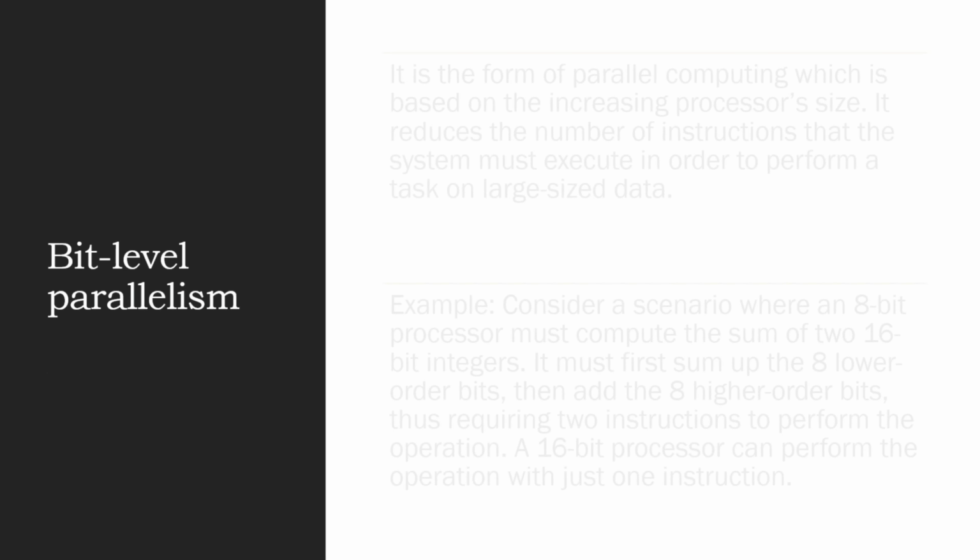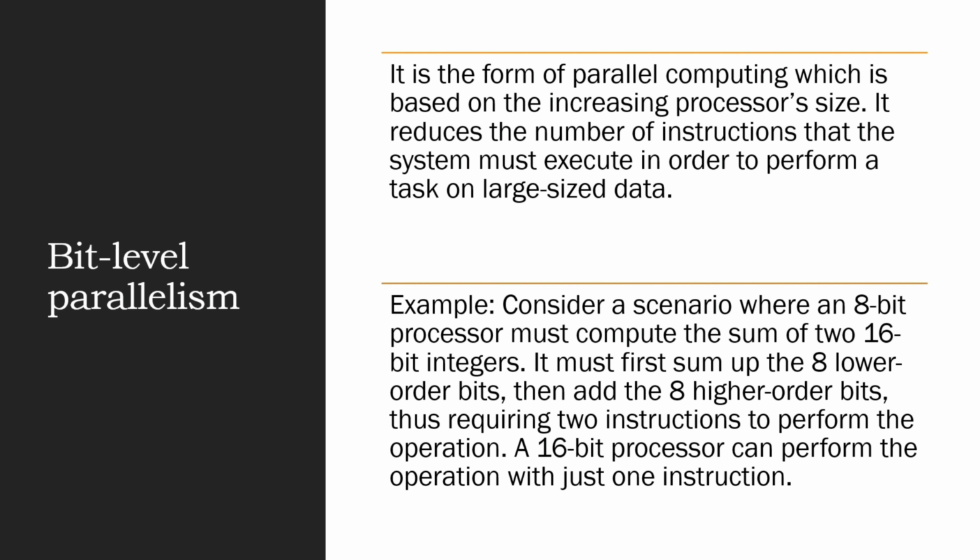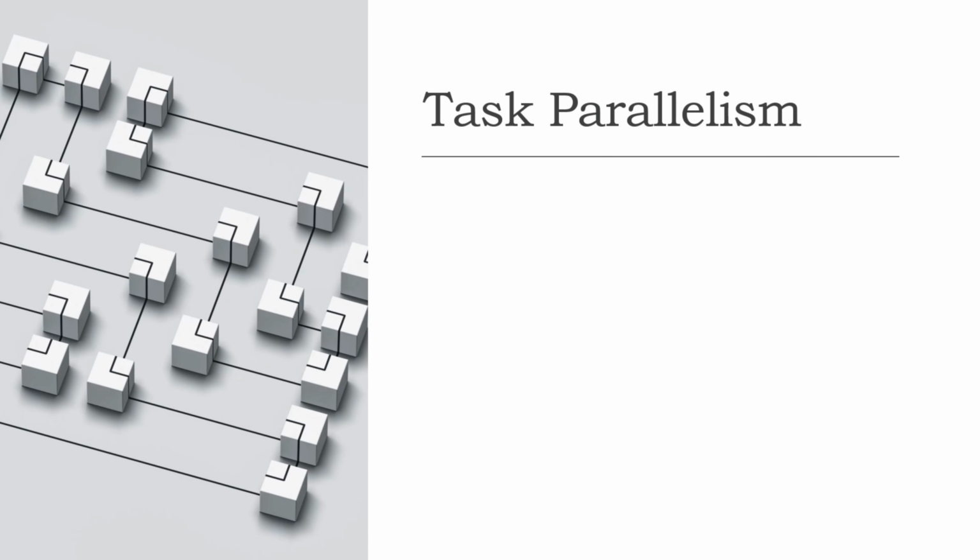Now let's see the first one, bit level parallelism. Basically, bit level parallelism is a form of parallel computing which is based on increasing processor size. It helps to reduce the number of instructions which are given by a system to execute the task. For example, if we compute the sum of 16-bit integers by an 8-bit processor, it requires two instructions, but it takes only a single instruction by a 16-bit processor. Let's shift to the next type.